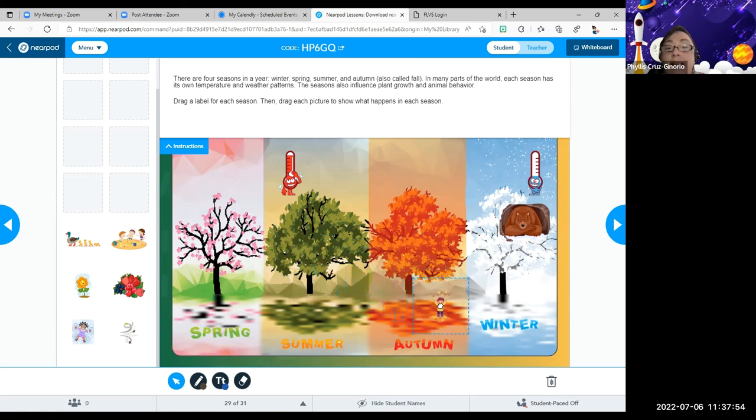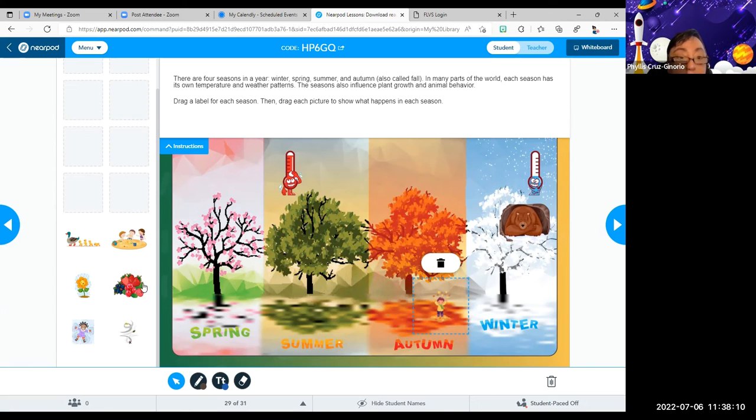All right, what about this guy right here? He's playing in the leaves that are falling down off of the tree. Where do you think those go? If you said fall or autumn, you got it right. All right, let's pop him down here in the autumn. And then let's go over to the next picture.